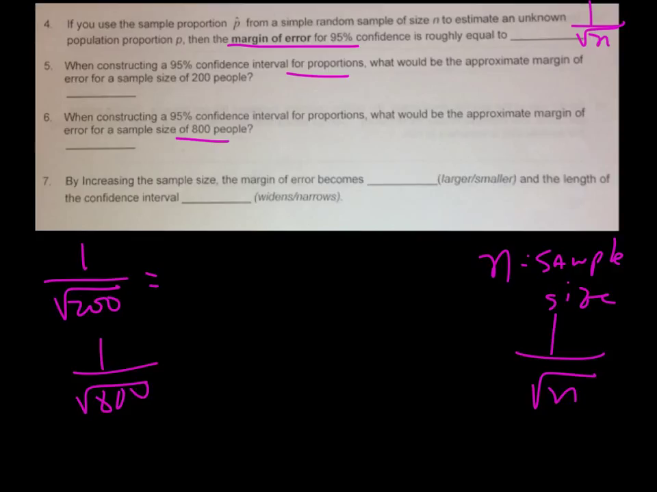And then it says by increasing the sample size, the margin of error becomes, does it become larger or does it become smaller? That's what you have to decide based on these two, number 5 and 6. And then the length of the confidence interval. Does it widen or narrow? In other words, does this get wider or does it get more narrow? All right, you have to decide that. And we'll go over that tomorrow when you come back into class.